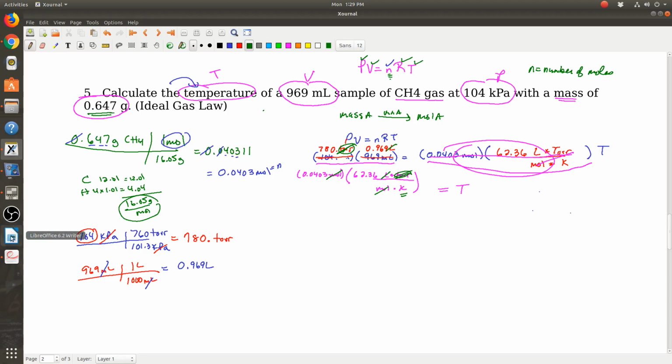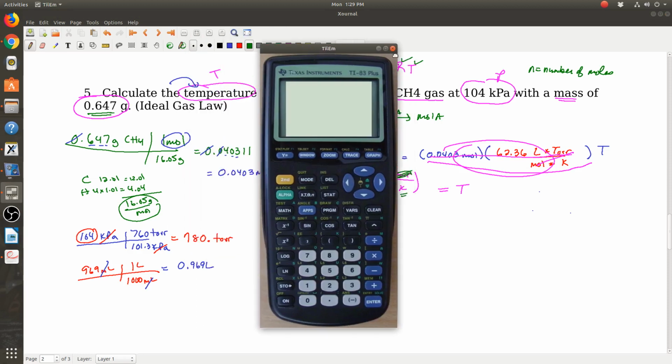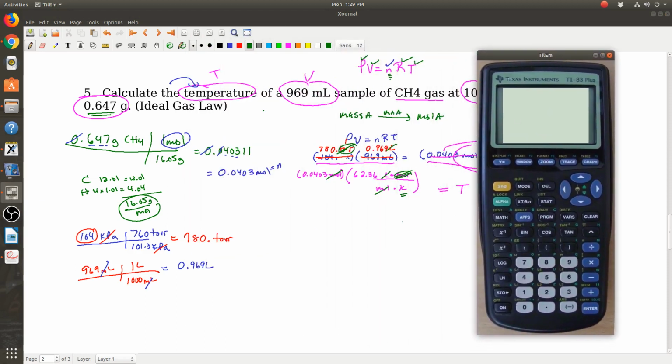All right, I'm going to pull my calculator again because we get a lot of operation errors for this kind of question. All right, so 780, turn it back on, 780 times 0.969, that's this top, divided by 0.0403. Okay, I'm going to hit divide again by 62.36. Otherwise, you're going to have to put this in brackets. You got to avoid the operation error.